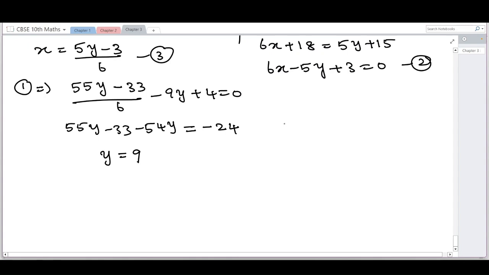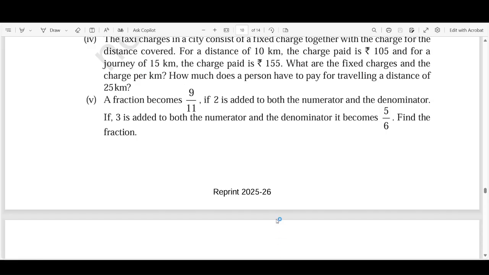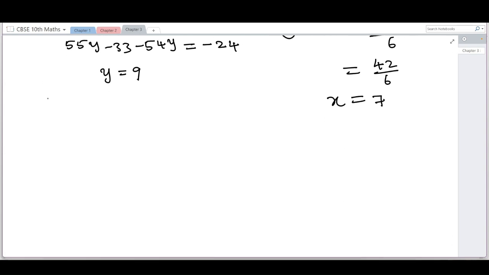So if you substitute this in the third equation, you will get the x value to be (9 fives are 45 minus 3) by 6. So this is equal to 42 by 6, which is equal to 7. So the x value is 7 and y value equal to 9. Right? So the required fraction is 7 by 9. Clear?